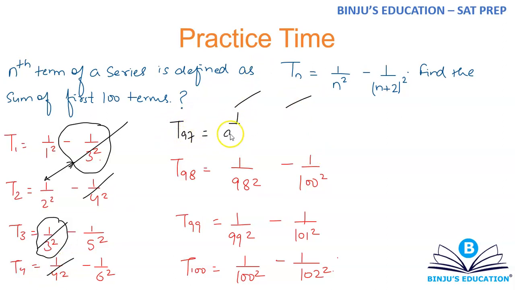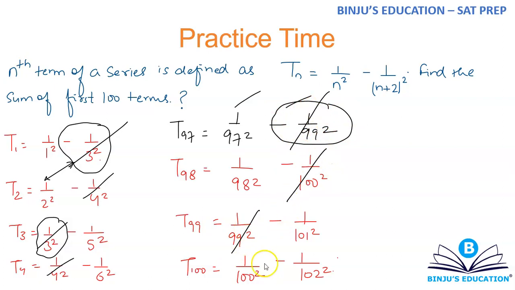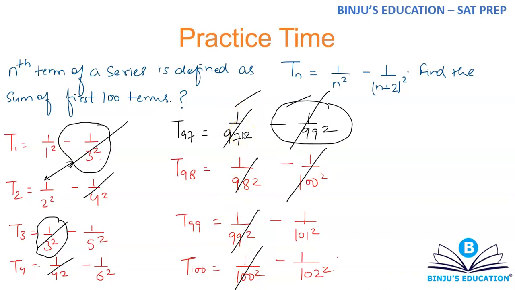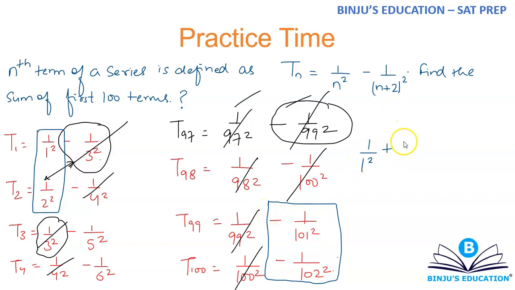So this is 1 by 97 square minus 1 by 99 square. So this is going to get cancelled with this, and this is going to get cancelled with this, and of course these two will also get cancelled with the previous two negative terms. So effectively you'll observe that in this case you are left with the first two positive terms and the last two negative terms. So your answer is 1 by 1 square plus 1 by 2 square minus 1 by 101 square minus 1 by 102 square.